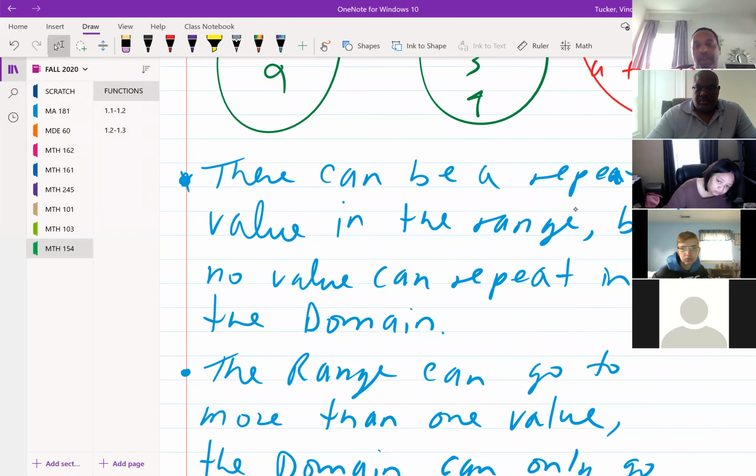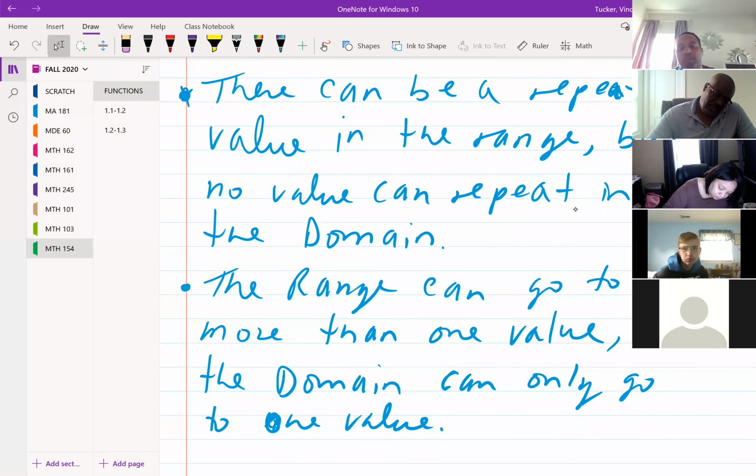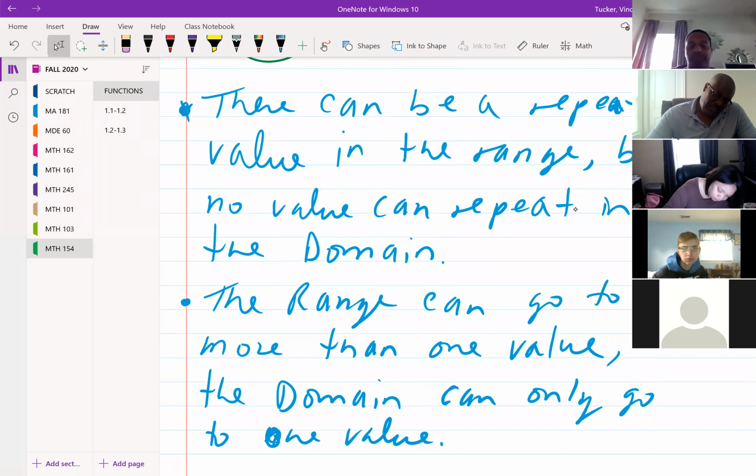There can be a repeated value in the range, but no value can repeat in the domain. Or the range can go to more than one value, but the domain can only go to one value. So just general statements from the observation of the ordered pairs that we had. So don't write 6 twice in the domain column. You cannot have a repeated value in your domain column and it still be a function. But the range, you can have a repeated value. You got it.